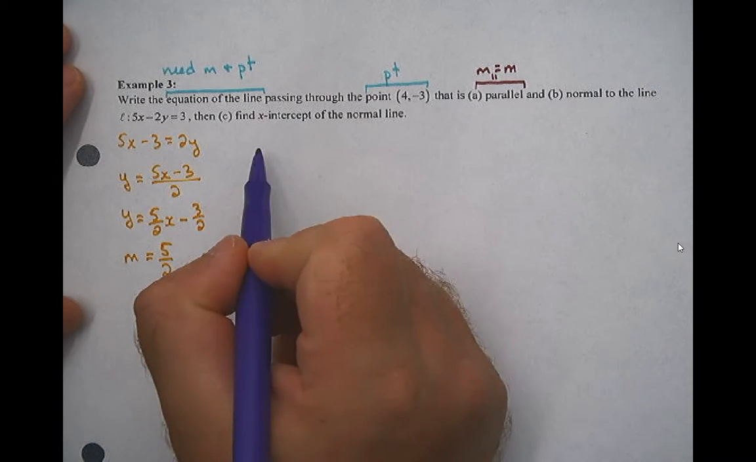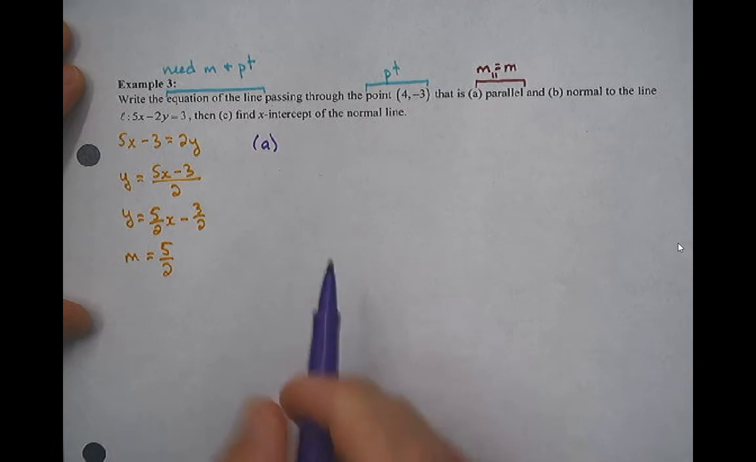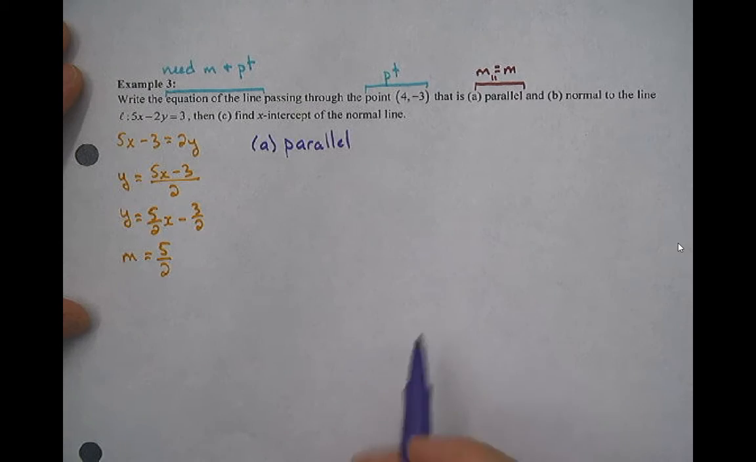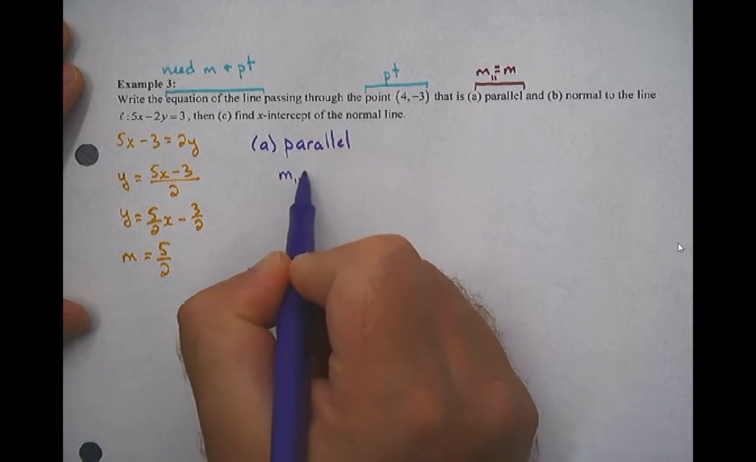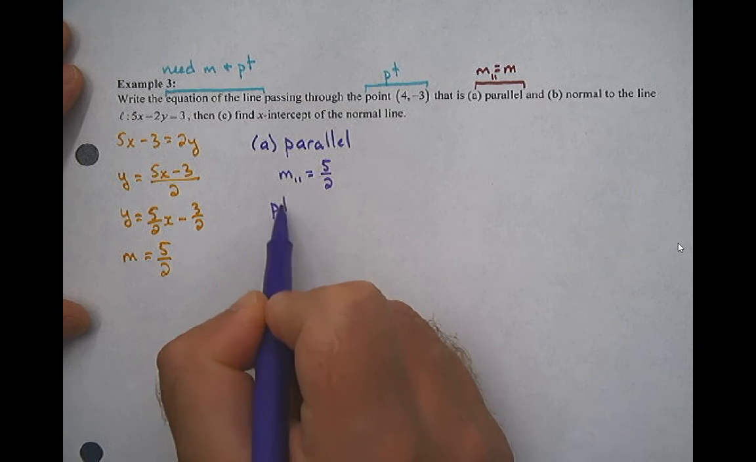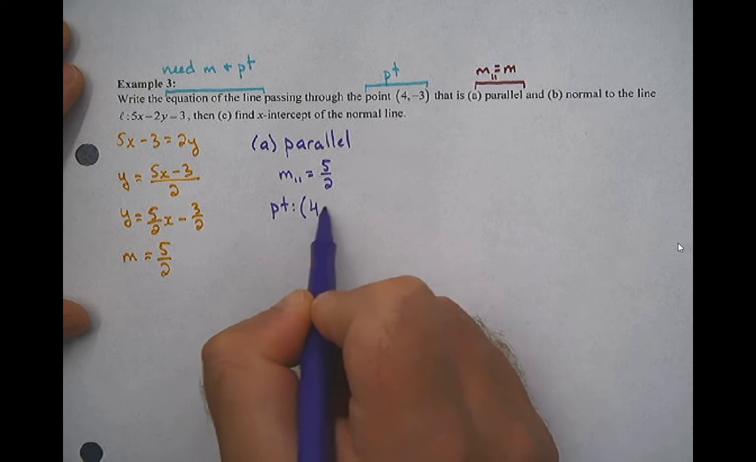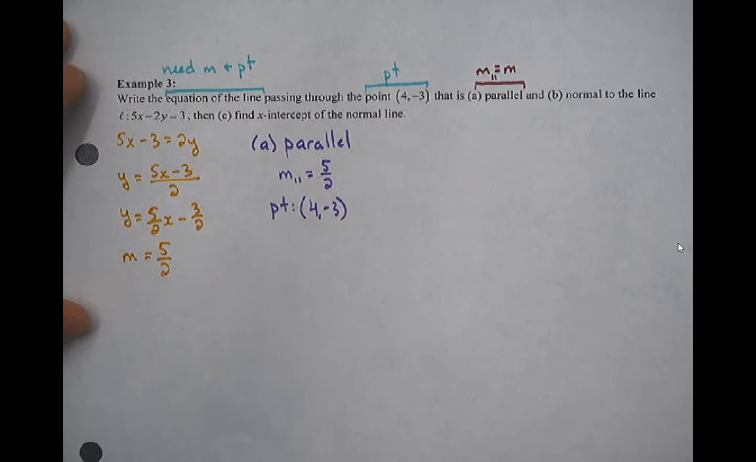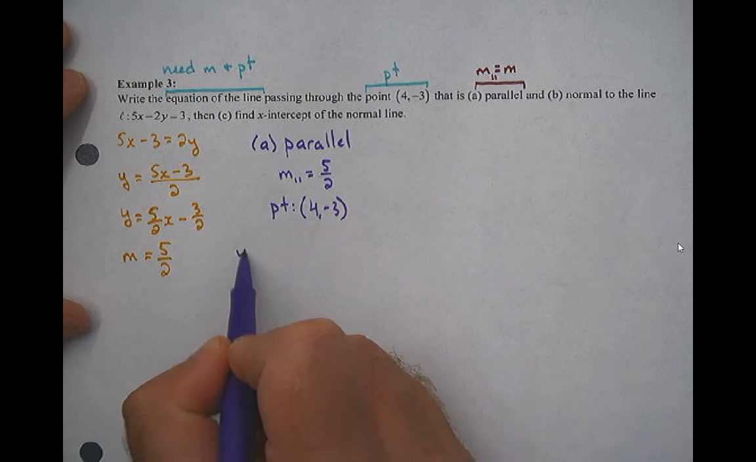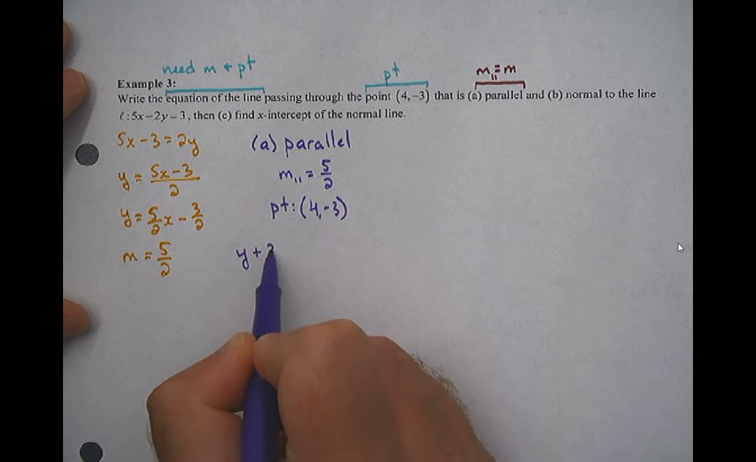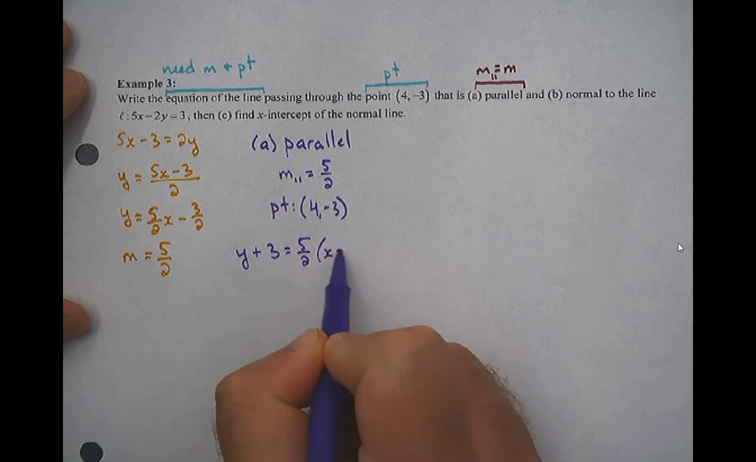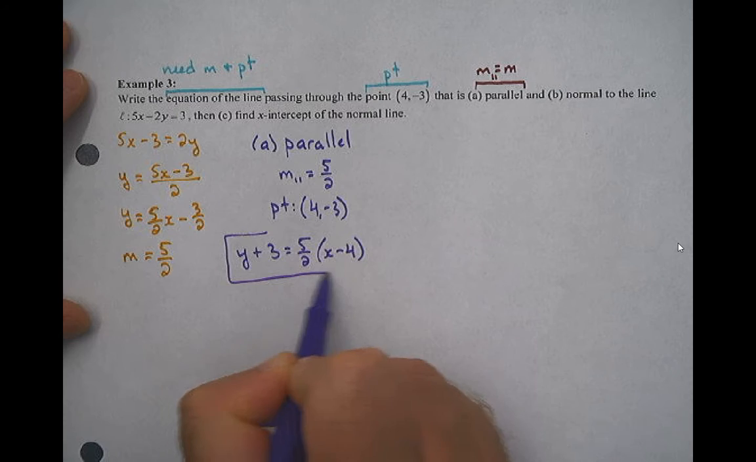Now I can start to analyze this. So from a parallel, I need to know the slope. Well, the parallel slope is the same as the original slope. We know our point is 4, -3. And does it say? No, it doesn't say which form, so I can pick whichever form I want. I'm going to go with slope-intercept, or point slope this time. Y plus 3 equals slope, x minus x. Box it in, put it up on my fridge.